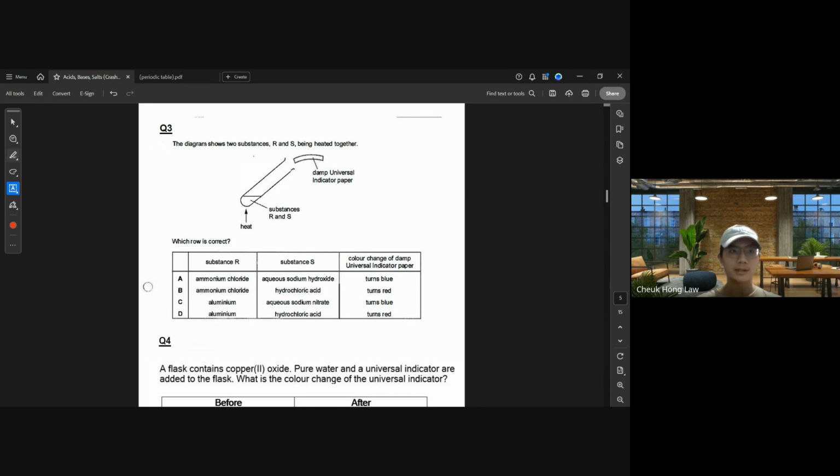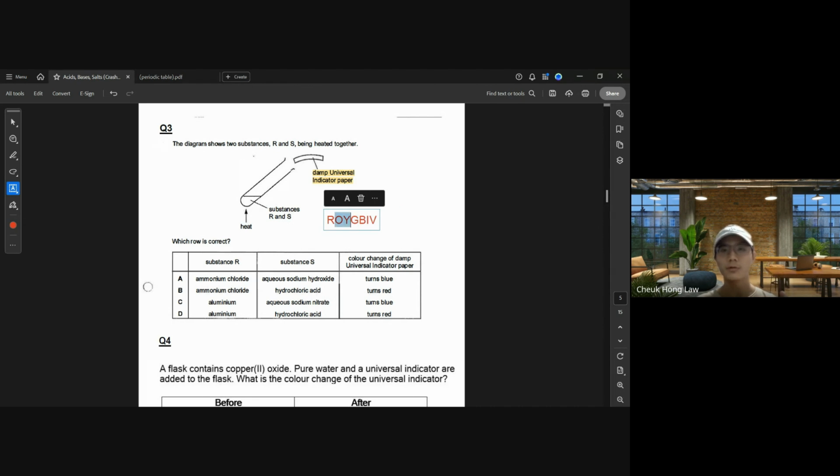Okay, then there's a damp universal indicator. For universal indicator, I like to use this acronym, which is Roy G Beef. G is basically green, and it's in the middle of this acronym. So it's when the pH is neutral, when the pH is 7.